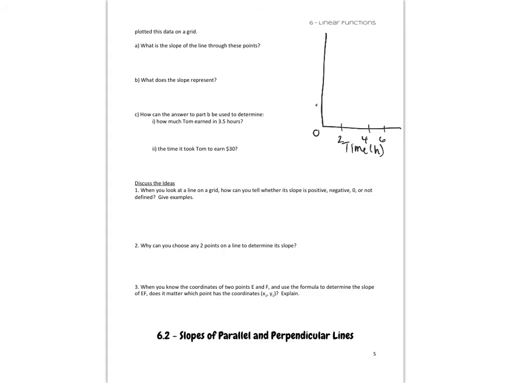And it went up by increments for pay, which was in dollars, of 24. So 24, 48, and 72. And we had a point here, here, and here. Now that's a terrible graph, but it will do for our circumstance. So what is the slope of the line through these points?